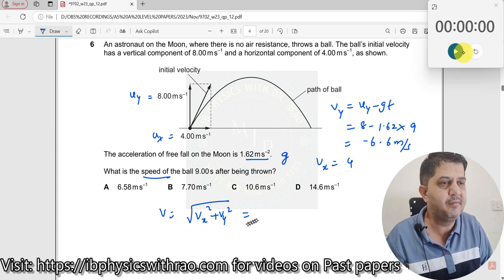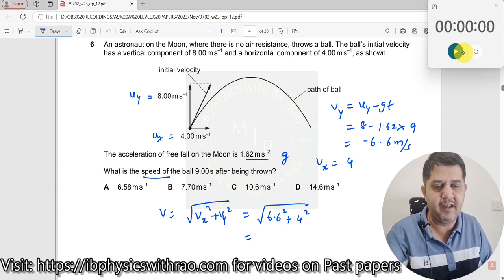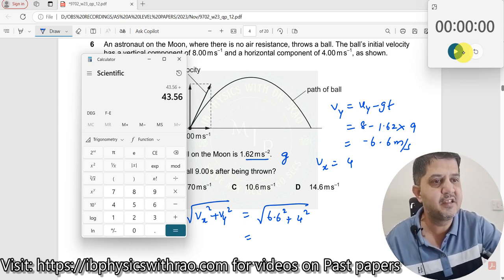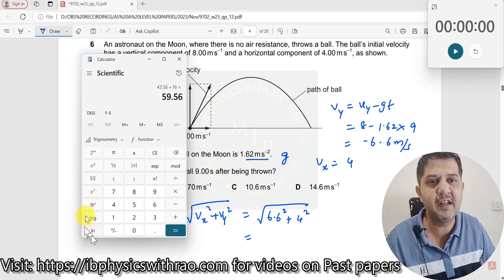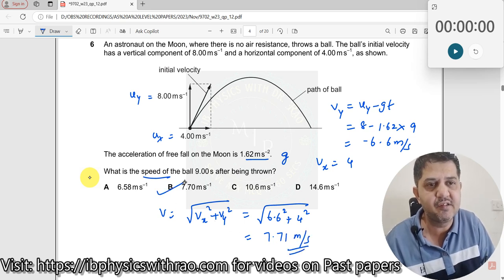So therefore, we will do this here. This should be the square root of 4 squared plus 6.6 squared. Anyway, mathematically it is correct. 6.6 times 6.6 is equal to so much, plus 4 squared, which is 16, equals 59.56. Now if I take the square root of 59.56, I get 7.71 meters per second, which is the closest answer. B is the right answer.